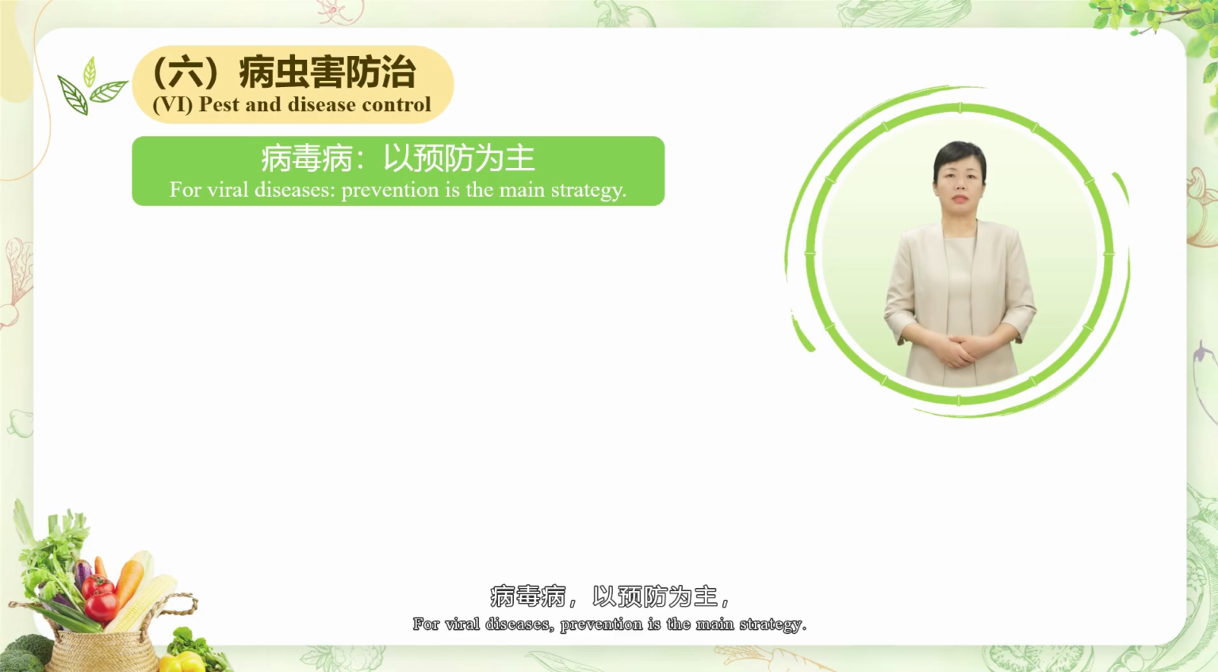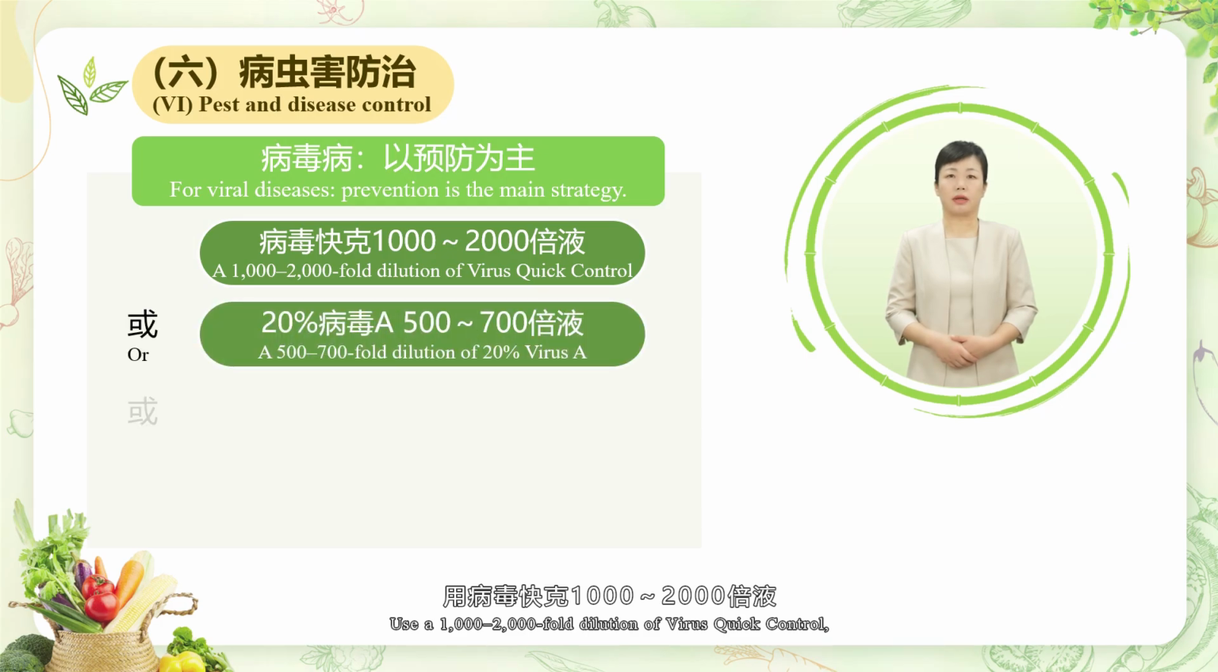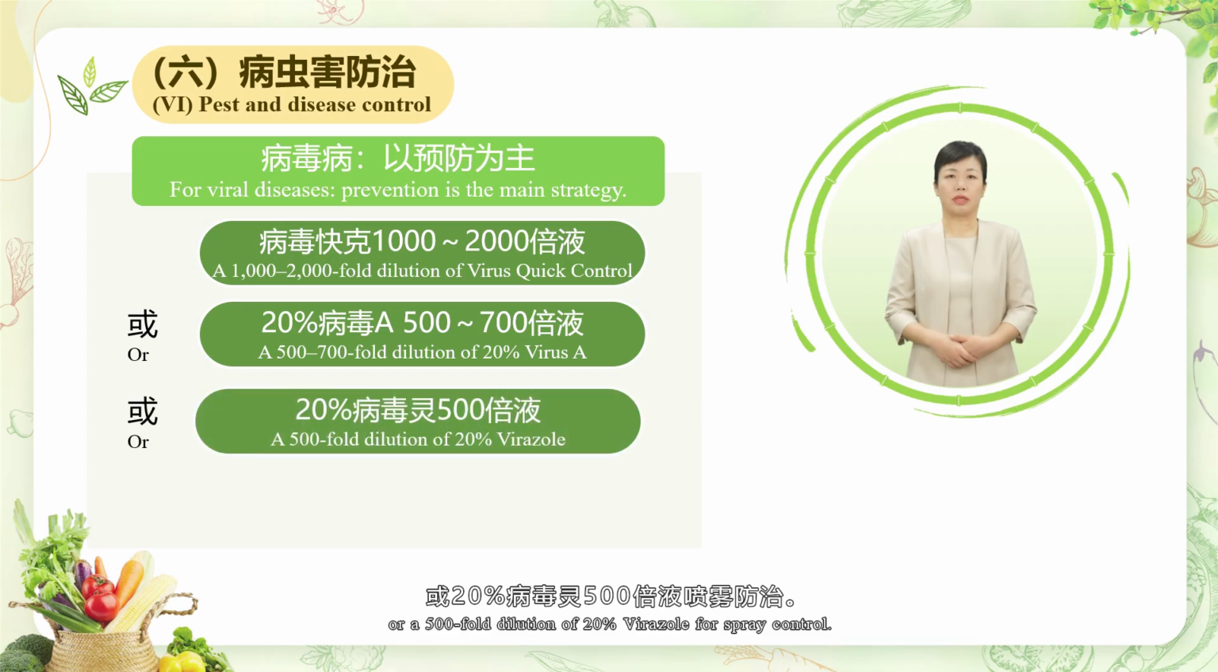For viral diseases, prevention is the main strategy. Use a 1,000 to 2,000-fold dilution of virus quick control, or a 500 to 700-fold dilution of 20% virus A, or a 500-fold dilution of 20% Virazole for spray control.